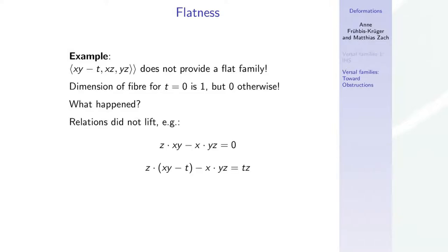What happened is that among the original generators, there were relations. Like, for example, z times xy minus x times yz is zero. By introducing the perturbation, unfortunately, we broke this relation. You see, there's a t times z left over here. And this breaking of relations, of course, changed our dimension, because before we had non-trivial relations that forced us to be in codimension 2, even though we had three generators. Now, outside the zero fiber, we don't have these relations, and therefore, with three generators, we are in the general case, we are of codimension 3, and that's what is happening here.